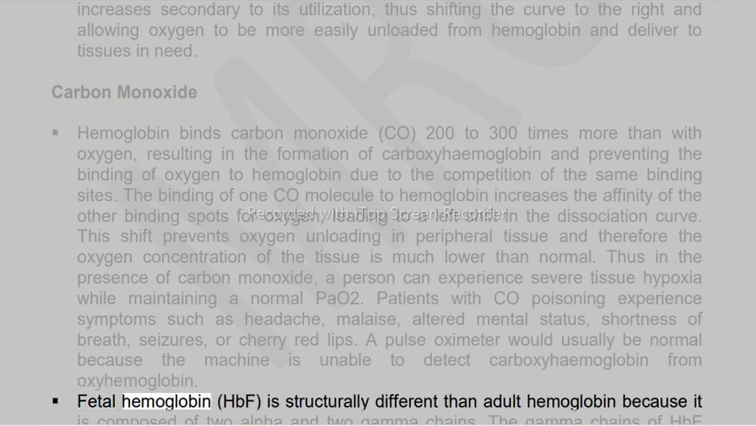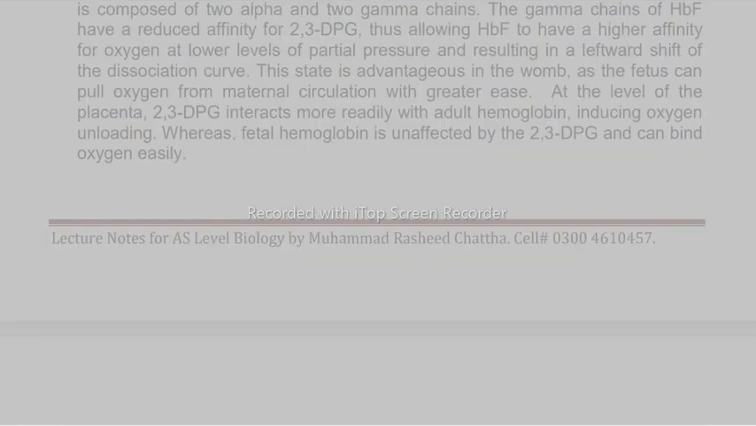Fetal hemoglobin, HbF, is structurally different than adult hemoglobin because it is composed of 2 alpha and 2 gamma chains. The gamma chains of HbF have a reduced affinity for 2,3-DPG, thus allowing HbF to have a higher affinity for oxygen at lower levels of partial pressure and resulting in a leftward shift of the dissociation curve.